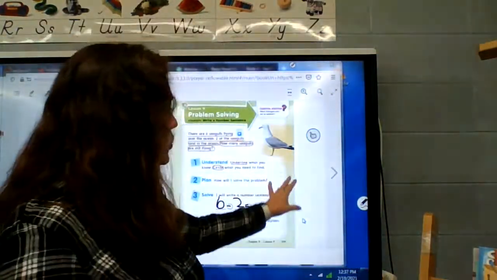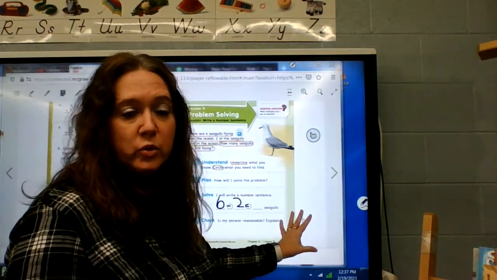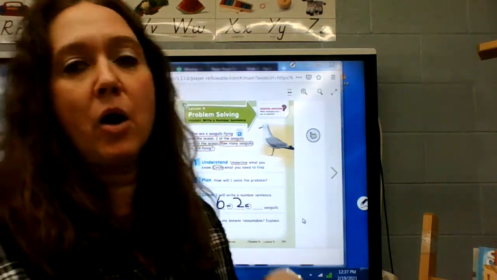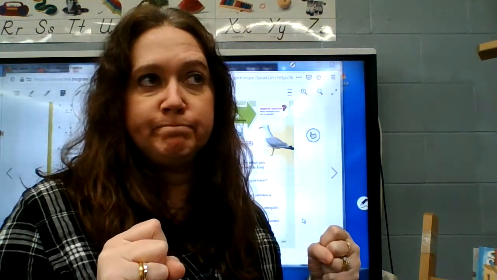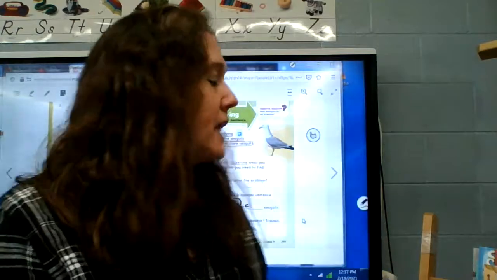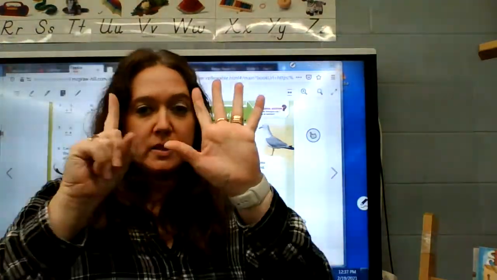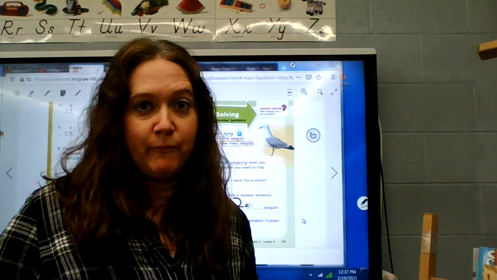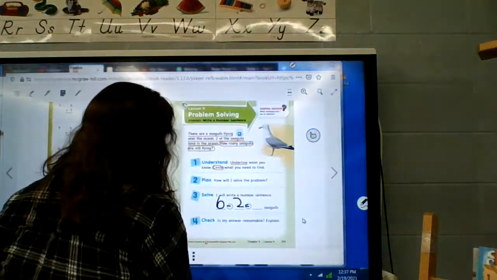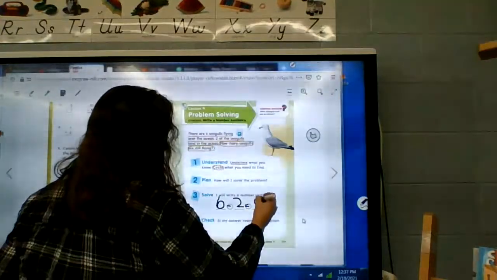You can use your fingers. You could draw little circles if you wanted to help you. If you had something at home that you could use, like Cheerios or something like that. But 6 minus 2. 6. And take 2 away. 4. 6 minus 2 is 4.